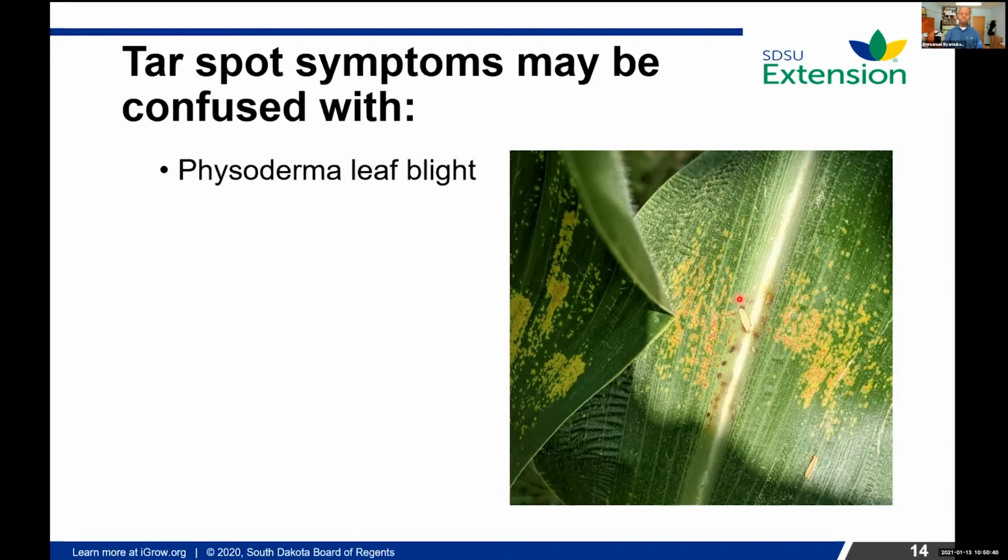Tar spot is not yet in South Dakota, but based on where it is found now, it might as well be here, but maybe we haven't found it. We haven't hit the right fields. And of course, bacterial leaf streak is already here. So don't confuse these two diseases, especially bacterial leaf streak, which is already here. If you apply a fungicide, it won't be helpful.